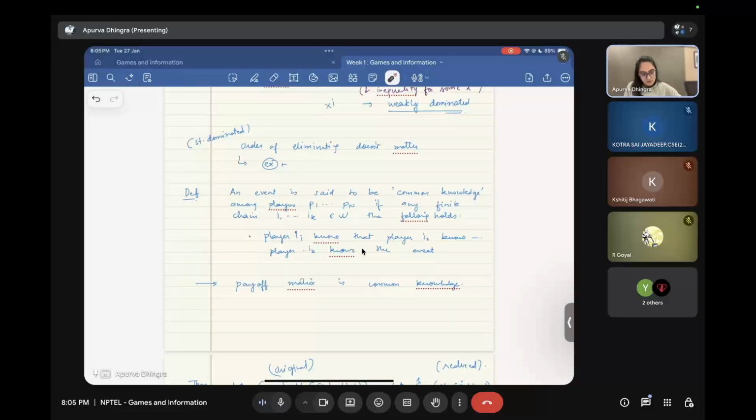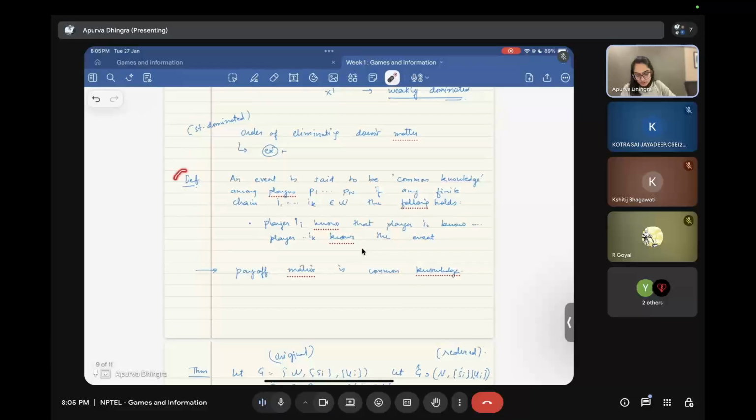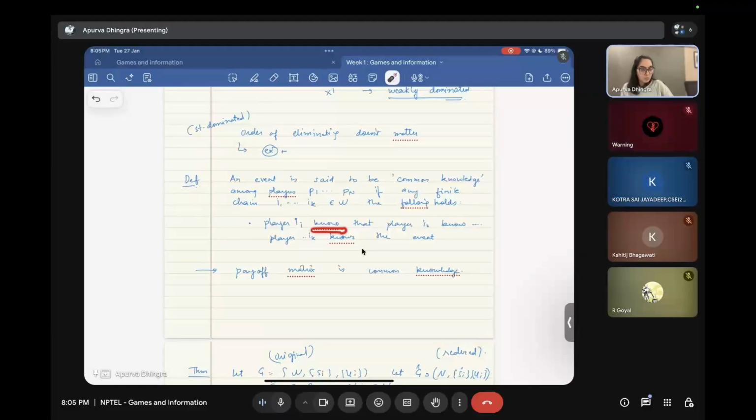Next class is going to be talking about this common knowledge from the perspective of the Aumann model, which will tell us what it means to know, that one player knows something about the other player. What does it even mean? What does the word know mean in a formal way? That's what is going to be defined in that model, and hence the definition of common knowledge will become more formal and strong.